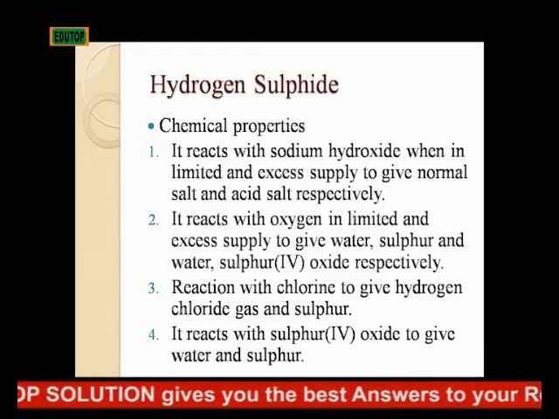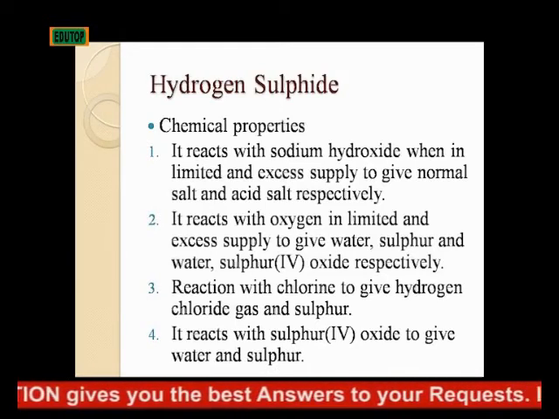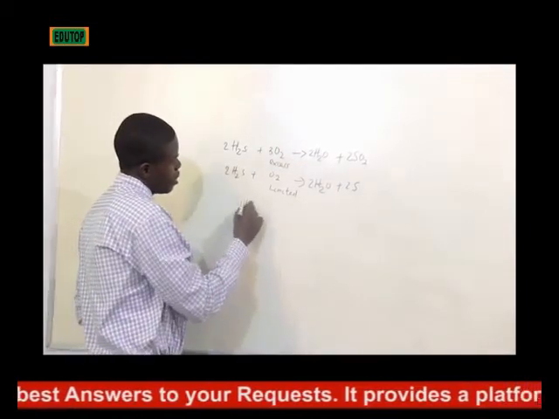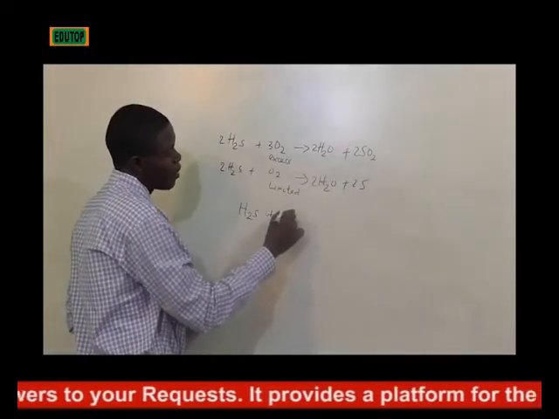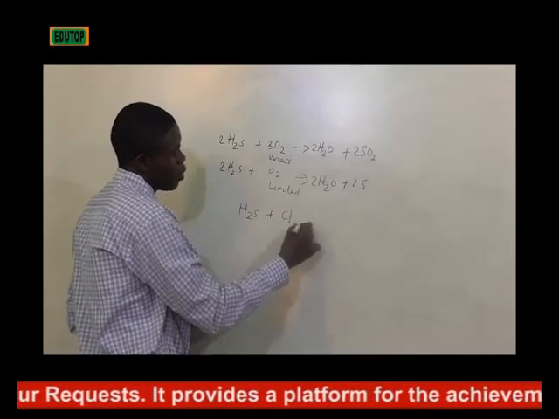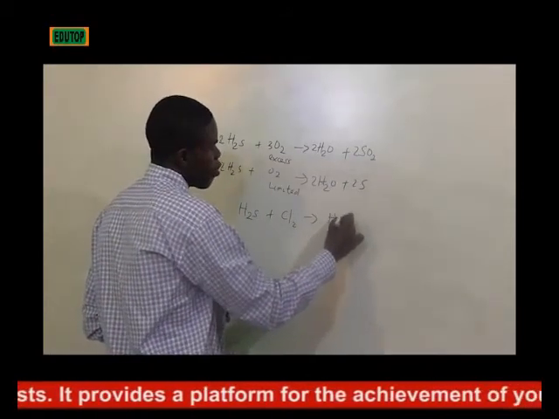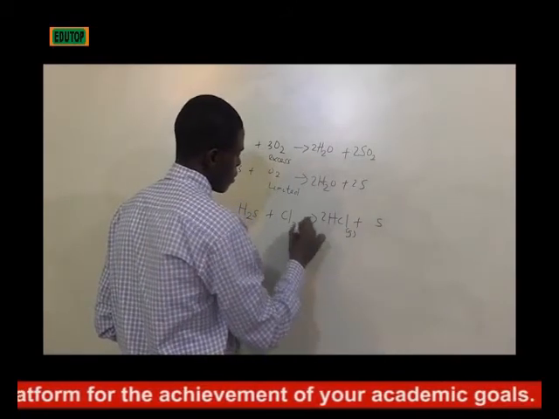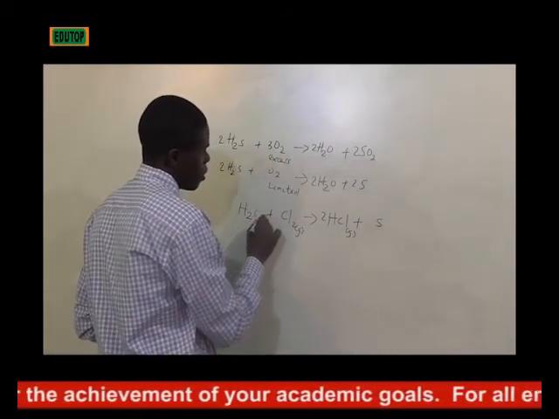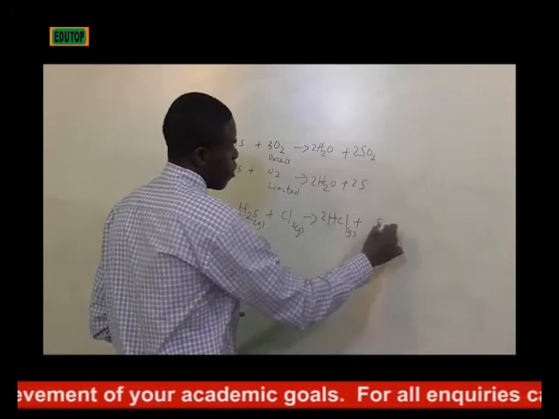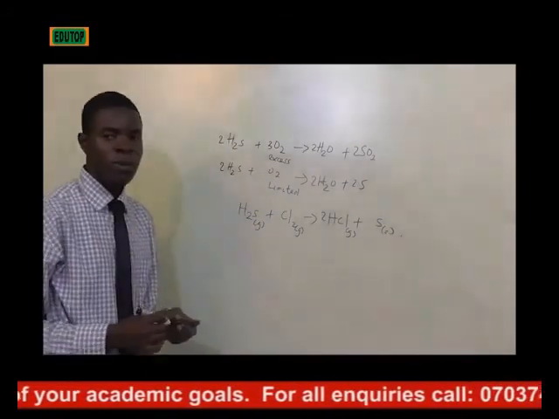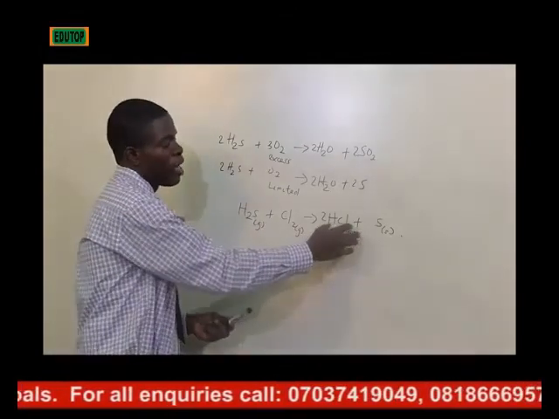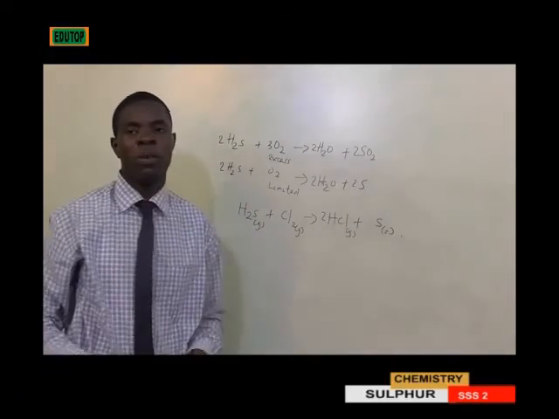3. Reaction with chlorine to give hydrogen chloride gas and sulfur. Hydrogen sulfide reacts with chlorine to give hydrogen chloride gas, which is a gas, plus sulfur, a solid. That's the reaction of hydrogen sulfide with chlorine. It gives hydrogen chloride gas and sulfur.